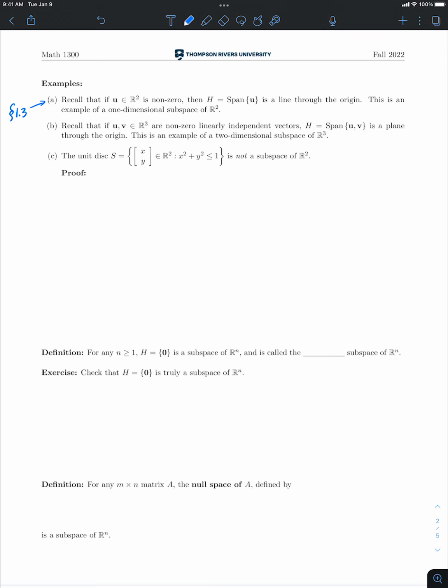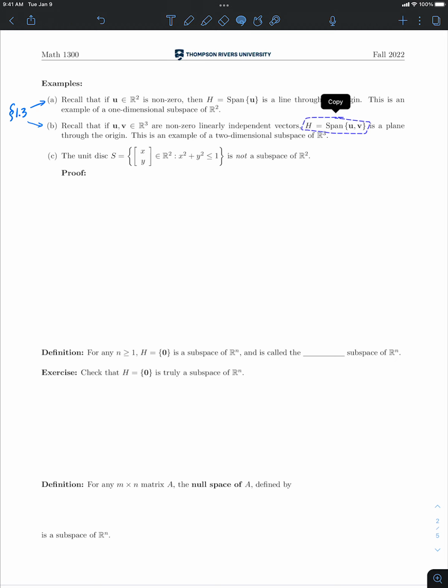And same with the next example, part B. If you take two vectors, and in this case it really makes sense to do it in R3. You wouldn't do this in R2. Well, you could, but it wouldn't be as interesting. So if you take two vectors in R3, and specifically two vectors that are both non-zero and linearly independent, so neither of them is a multiple of the other, then what do you get if you take the span of those two vectors? Well, you end up getting a plane through the origin, and that's an example of a two-dimensional subspace, because planes are two-dimensional.